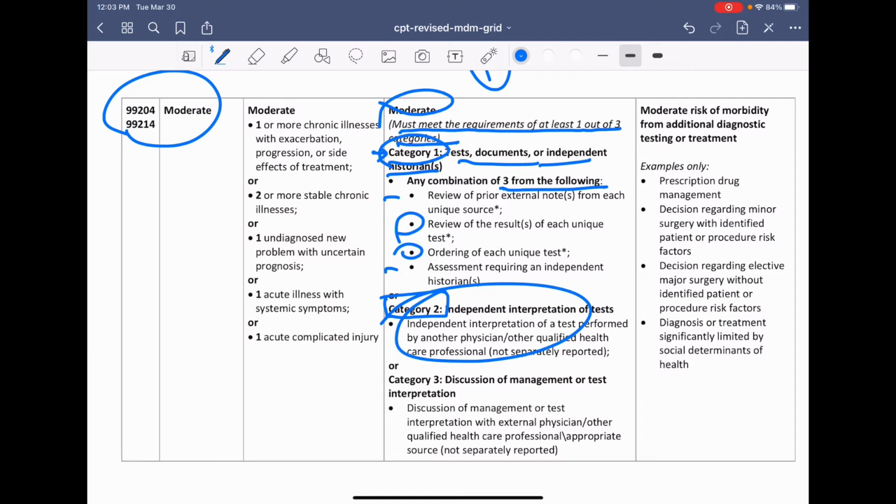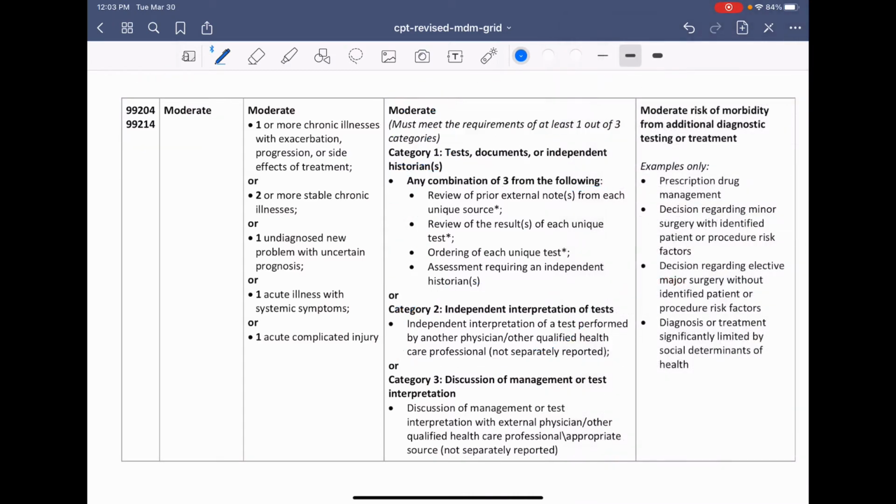So even if there's nothing else documented, if your provider documented that they did an independent review or independent interpretation of a test, then they're automatically in this column right here, they're automatically at the moderate level for data. So that's why it's kind of a heavy category. You get a lot of credit for that.